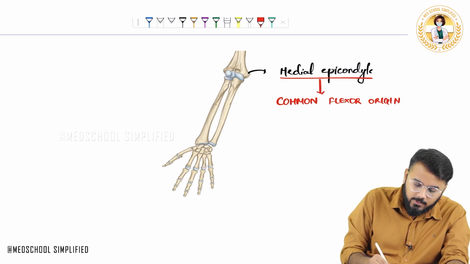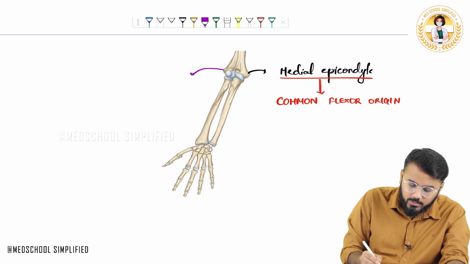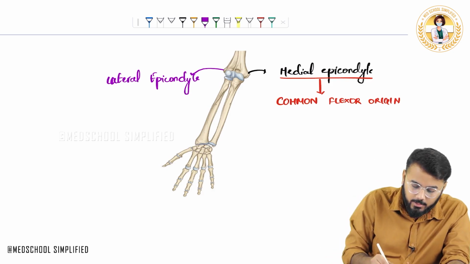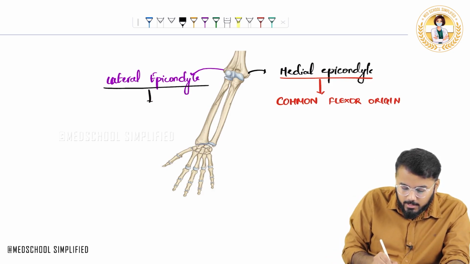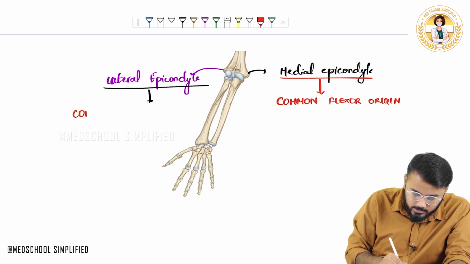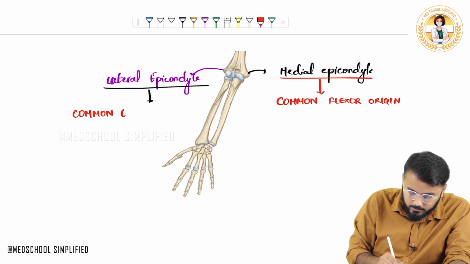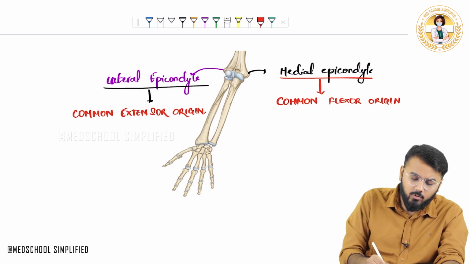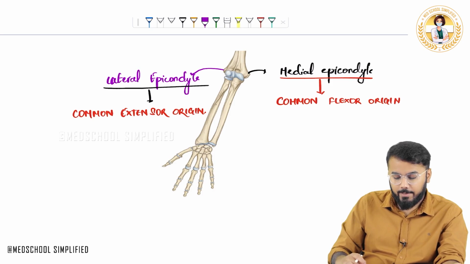Next, in the same way, this one over here is called the lateral epicondyle. One is the medial epicondyle, the other one is the lateral epicondyle. Now, the lateral epicondyle is also called a common extensor origin. I told you, right? So this is a common extensor origin.